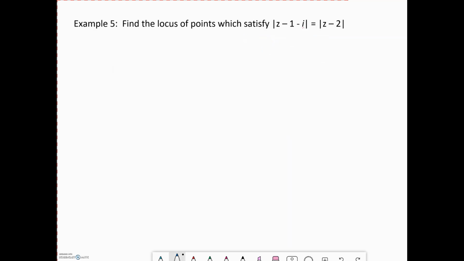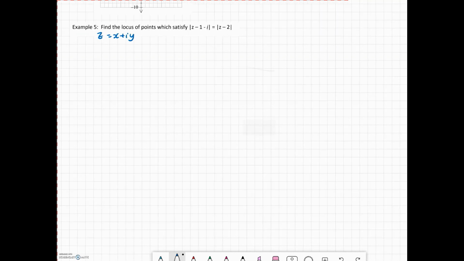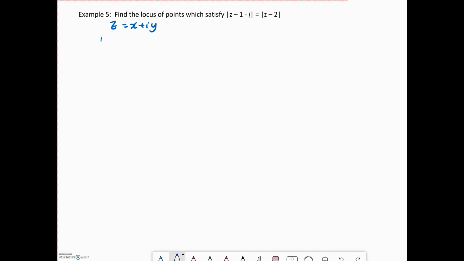So finding the locus which satisfies modulus of z minus 1 minus i equal to modulus of z minus 2. So first off, let's write what z is. z is x plus iy. And then we are going to write this out in algebraic form. So we have modulus of x plus iy minus 1 minus i equal to modulus of x plus iy minus 2.